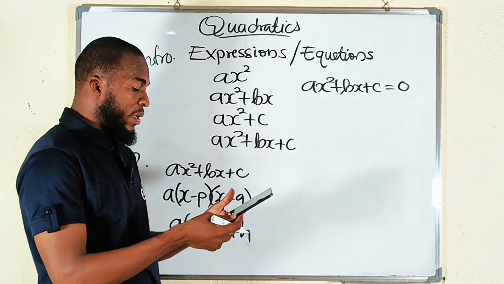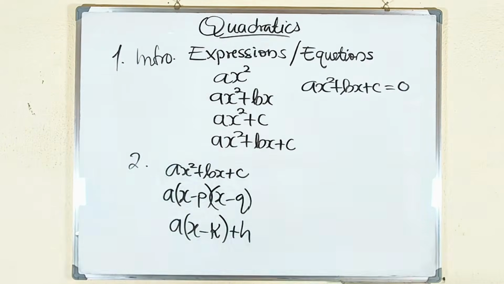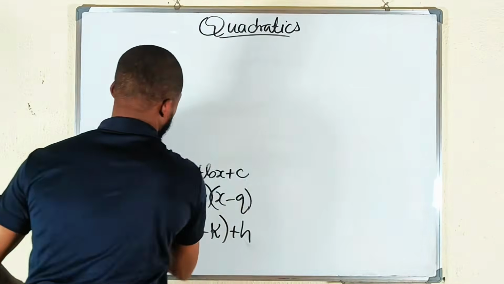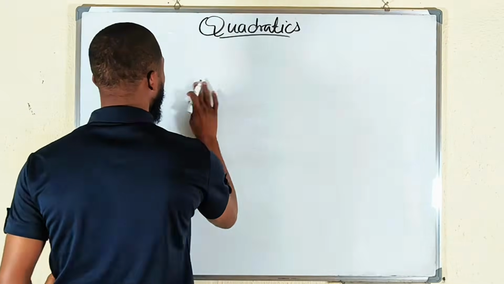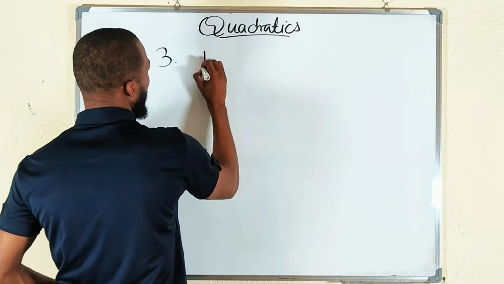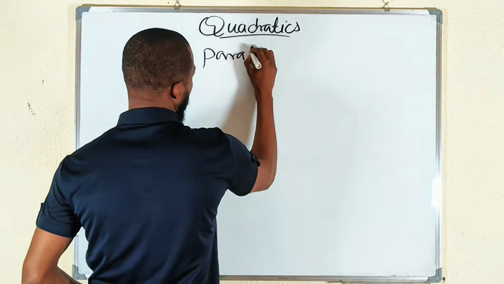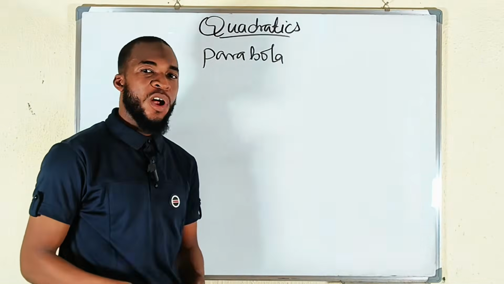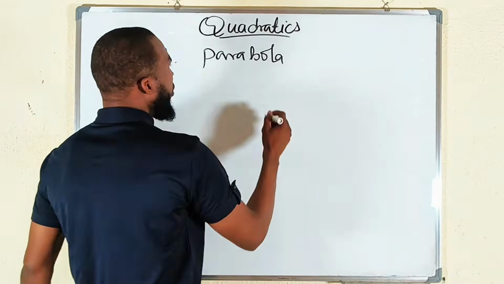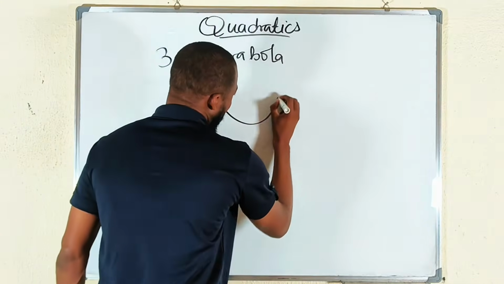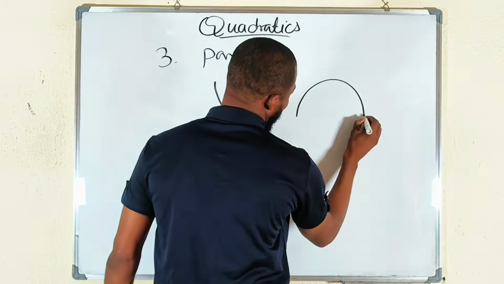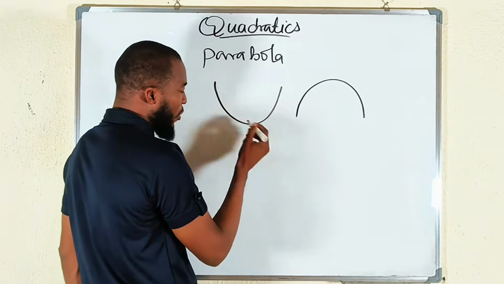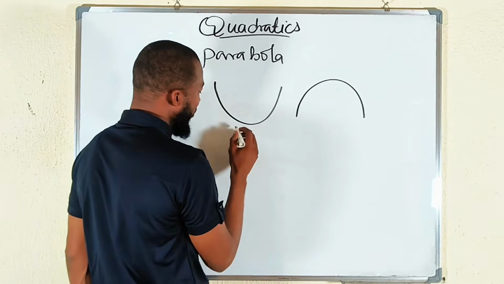So another thing students should learn is the parabola. We have not come to the solutions yet. Parabola, very important. Number 3, parabola. A parabola is the shape of the graph of quadratics. You can see a parabola like this or like this. These are the two forms. We call this open up or upward opening. It depends on the context.